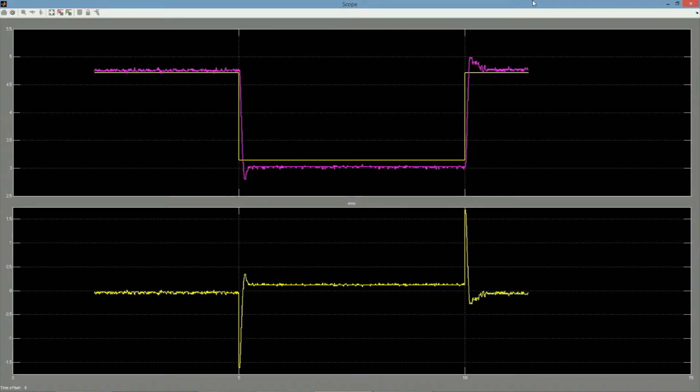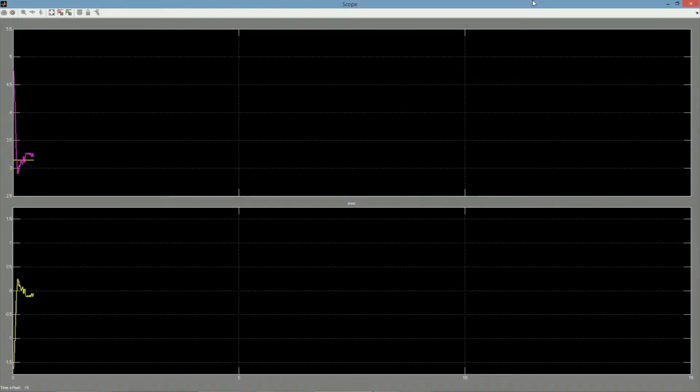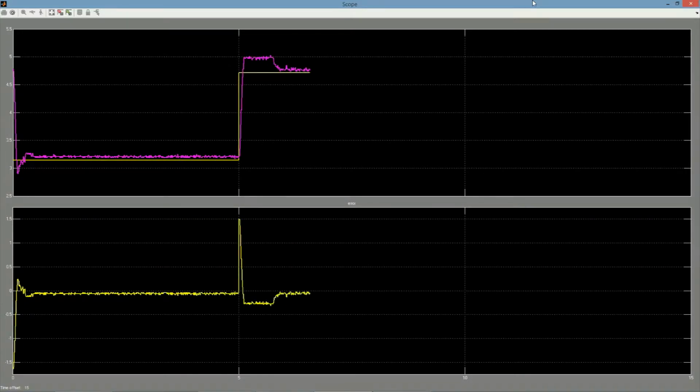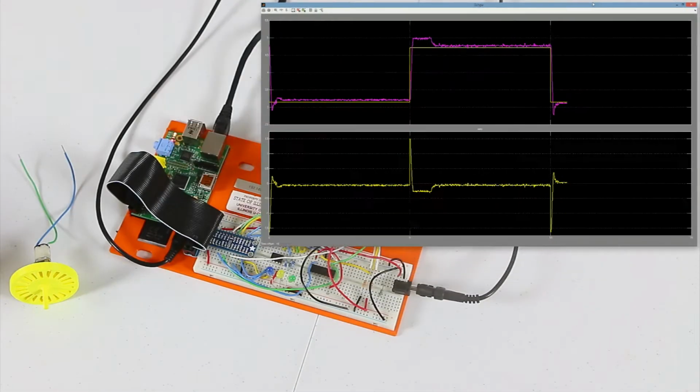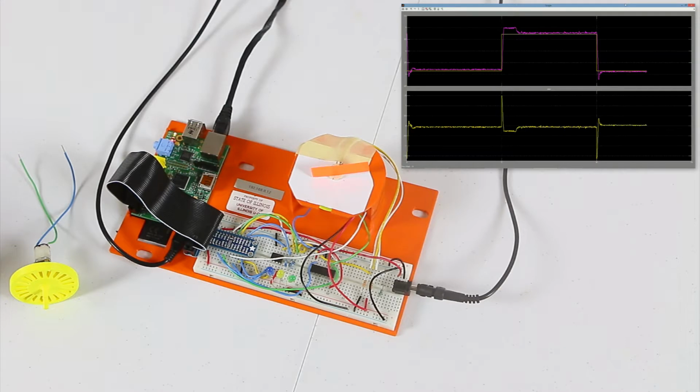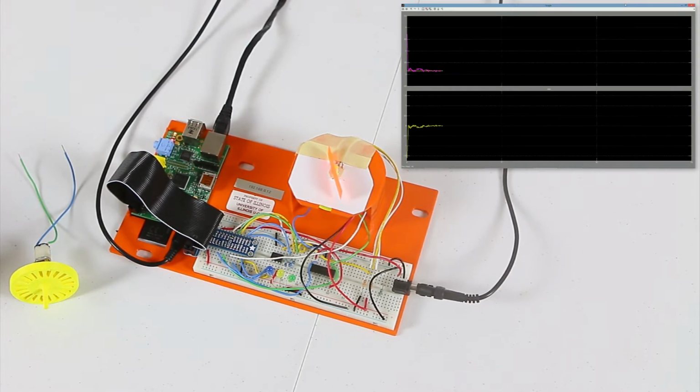The yellow trace on the top plot represents the desired position of the motor, and the magenta plot shows the actual position of the motor as measured by the potentiometer. The second plot shows the difference between these two signals. The students have indicated the importance of being able to relate the physical equipment moving to the plots on the screen.